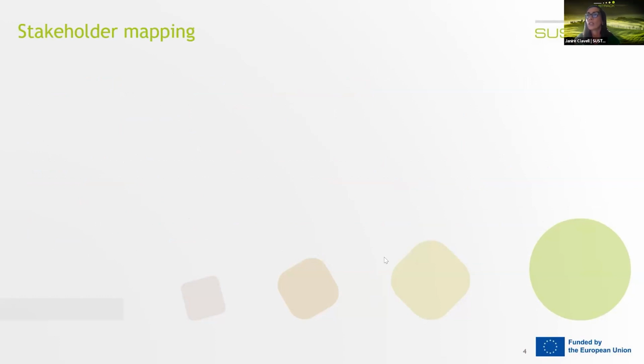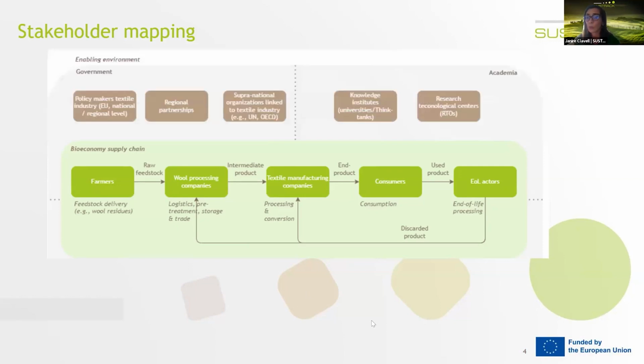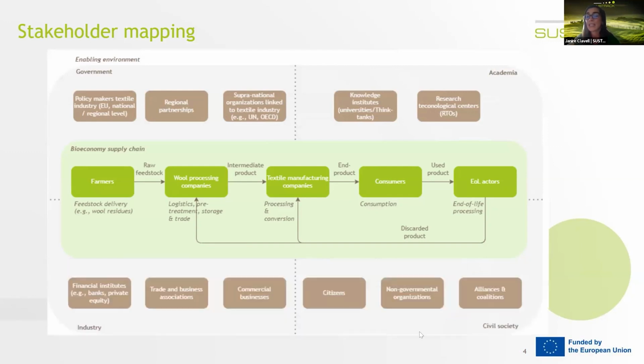The main stakeholders for the Ternua case study, as I said in the first slide, are the farmers or shepherds as collectors of this kind of wool. Then we have the wool treatment. We also have a guest who will be presenting this kind of treatment for producing the wool yarn. Then we have textile manufacturing companies like Ternua, then consumers and end-of-life actors. And really important stakeholders for supporting the use of this kind of wool are government, academia, industry, and civil society.